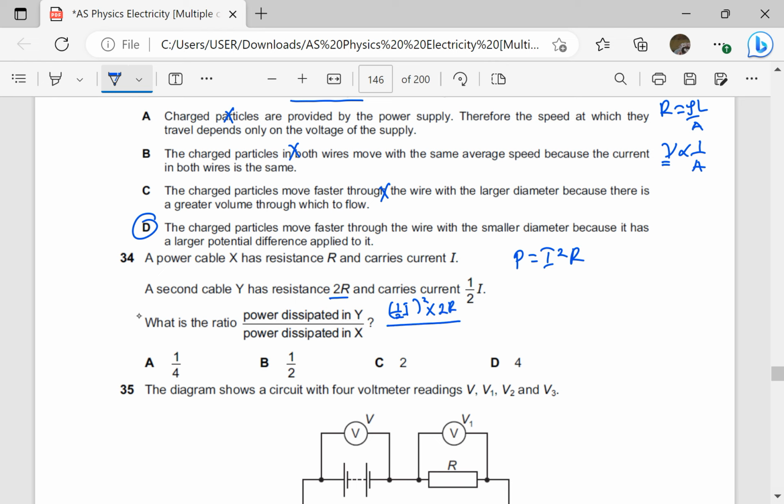Then for X, the power is going to be I squared times R. So R cancels out. So this is going to give us a quarter I squared times 2 divided by I squared, which is a quarter times 2, which gives us 1 over 2. So our answer here is going to be B.